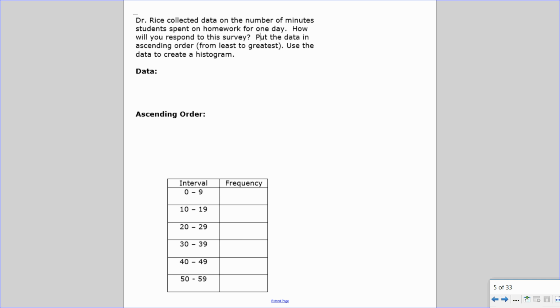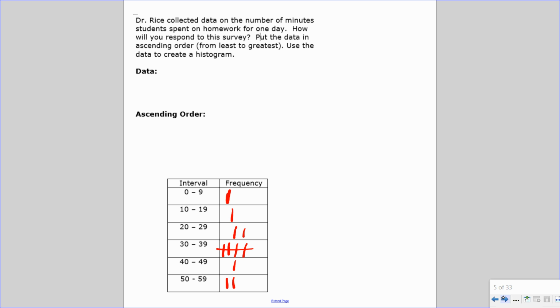So Dr. Rice collected data on the number of minutes students spent on homework for one day. How will you respond to this survey? Put the data in ascending order from least to greatest. Use the data to create a histogram. So I'll ask different kids, what do you do for homework? Some kids will say they do no homework. That's why they always get homework forms. While other kids say, I spend about 30 minutes doing my homework. And some kids say, I spend about maybe an hour doing homework. And some people say they spend 20 to 29 minutes doing homework. Some people say they spend 40 to 49 minutes.